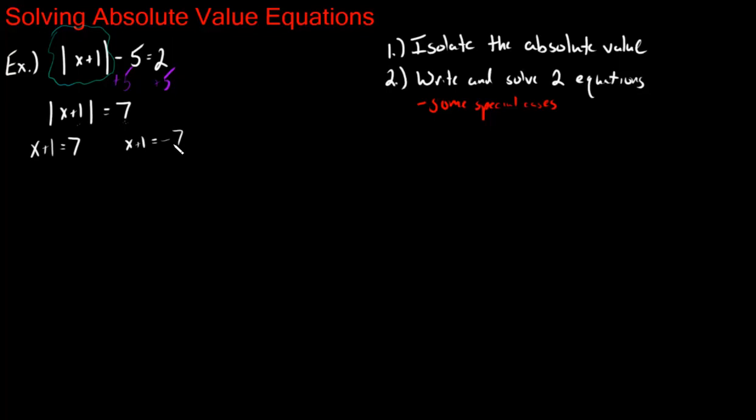That's really it. And now we go ahead and solve each equation using the exact same steps. In both of these, I have x plus 1. I want to get rid of that plus 1. So I'm going to subtract 1 from each side.